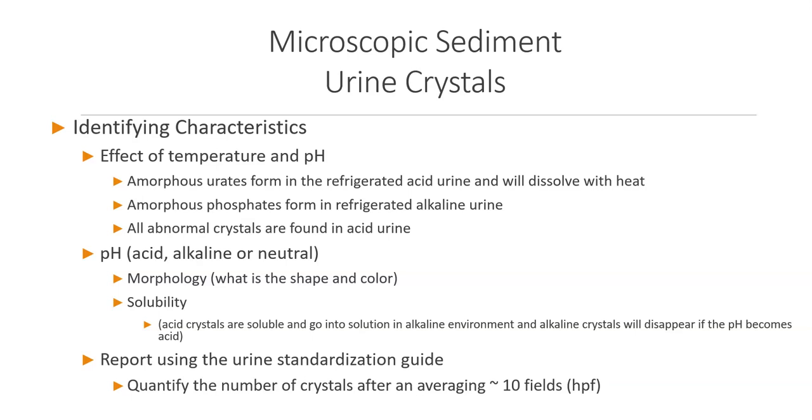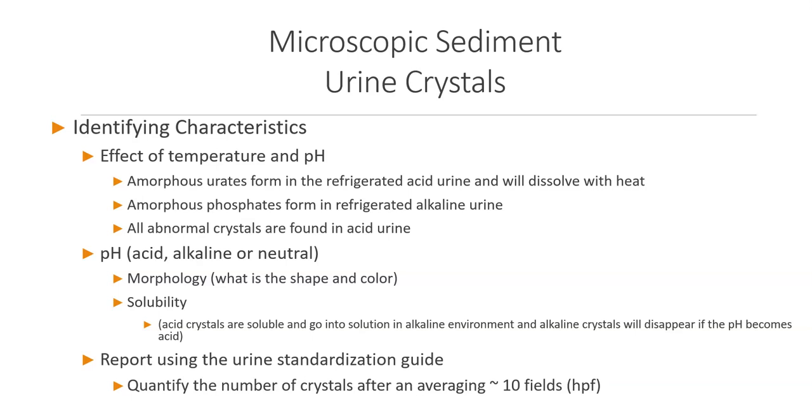The first one we're going to talk about is the effect of temperature and pH. Amorphous urates form in refrigerated acid urine and will dissolve with heat. Amorphous phosphates form in refrigerated alkaline urine. I want you to know the difference between the two so far as pH.